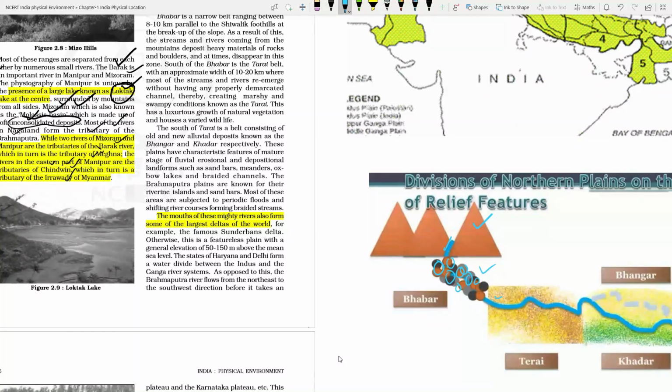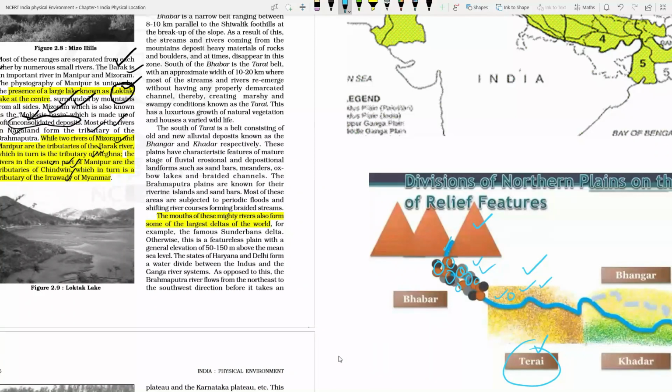Then again it will re-emerge at this place, which is called the Tarai region, as from its name itself, the area which is drenched by water. Here also certain coarse sediments of alluvial soils are brought, but these will be finer as compared to the Bhabar. So the Bhabar and Tarai division is there from upstream to downstream.